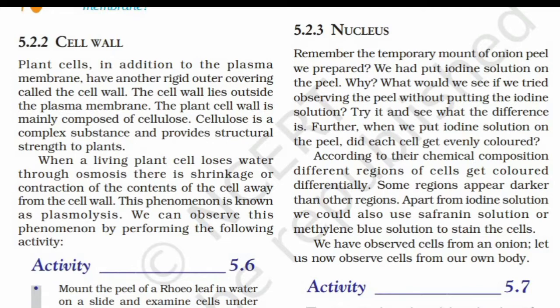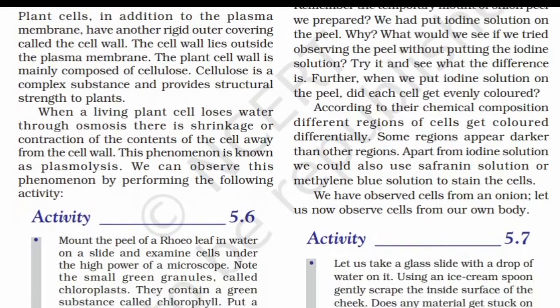So what is plasmolysis? Shrinkage or contraction of the contents of the cell. Whatever is there in the cell, those substances, they shrink, they contract, and they are away from the cell wall. The cell wall is the outer covering. So this losing of water through osmosis is called plasmolysis. We can observe this phenomenon by performing the following activity. So now let us see what the activity is.